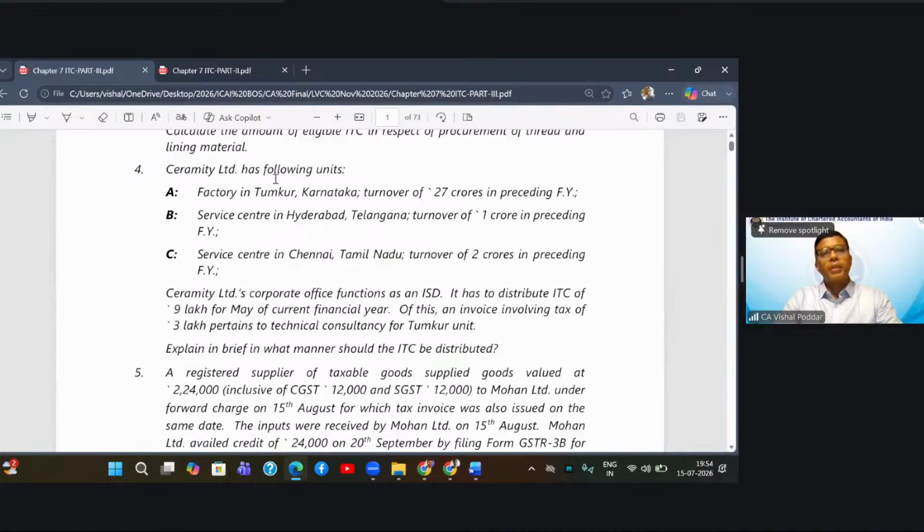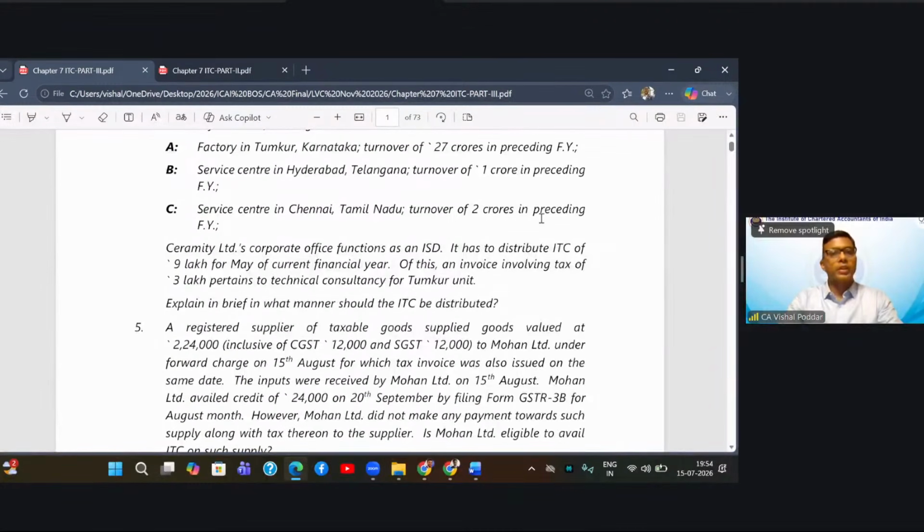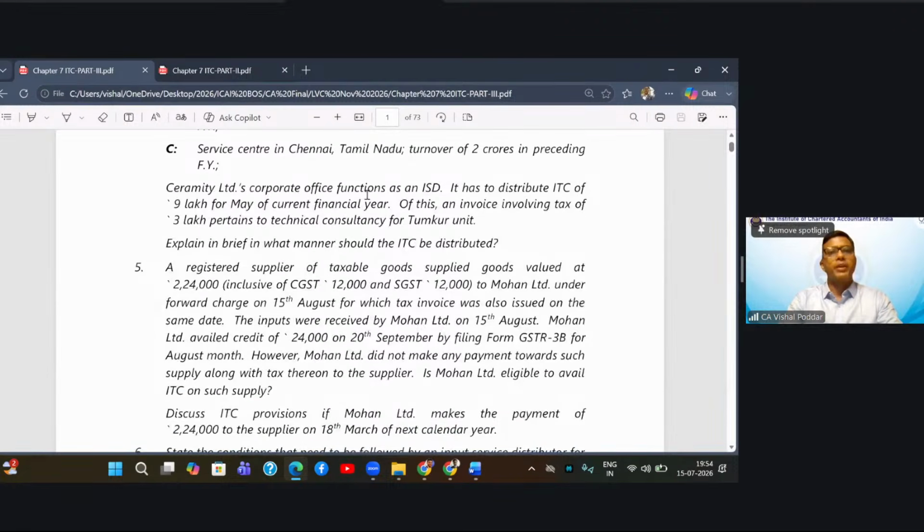Next, Cremity Limited has the following units. Factory in Tumkur, Karnataka, turnover is 27 crores in the last financial year. A service center in Hyderabad, Telangana, turnover of 1 crore in the last financial year. Service center in Chennai, Tamil Nadu, turnover of 2 crores. So these are my three different units. Now, Cremity Limited's corporate office is registered as ISD. It has to distribute ITC of 9 lakhs for May of the current financial year. It has common ITC of 9 lakhs in this current financial year.